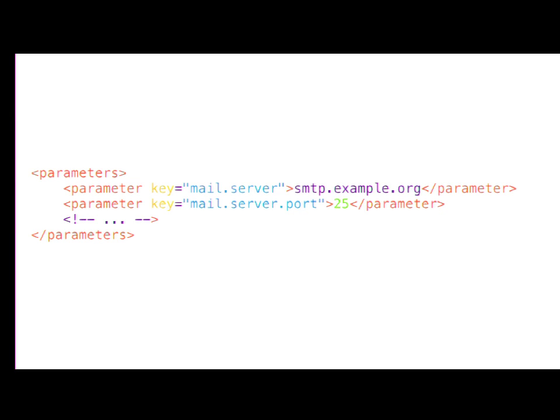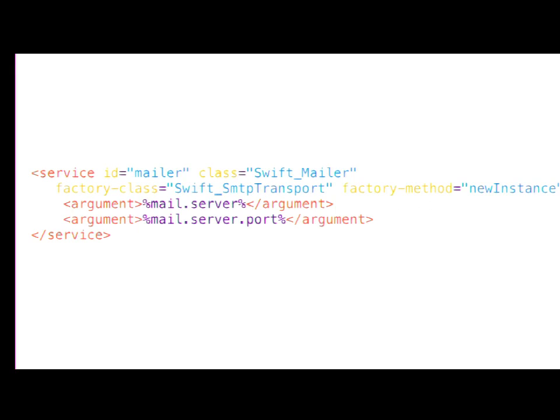We can deal with the parameters by having a parameter section that's also supported in our config file. So we've got a key to give it a name that we can refer to, and we set the value in there statically, and we can refer back to that in our service definition. So instead of saying our arguments are another service, we're using these percent signs, the mail server variable, and the service container will refer back to that parameter and put it in for us. We could also just pass in static scalar values at this point. And you can also set PHP constants out of PHP classes as well.